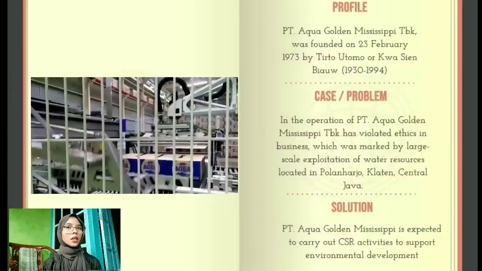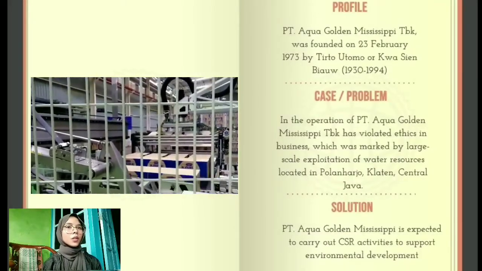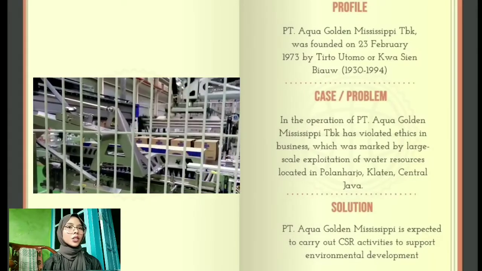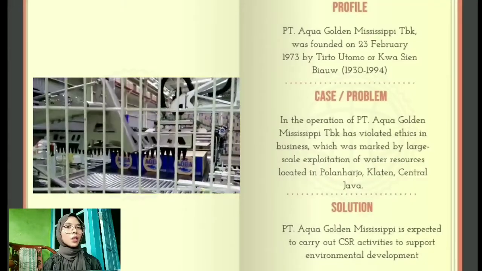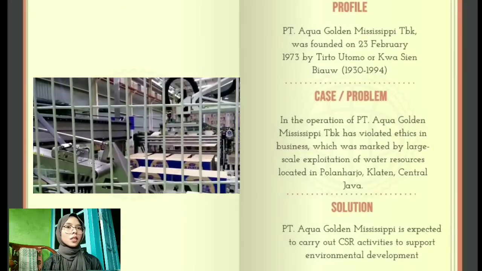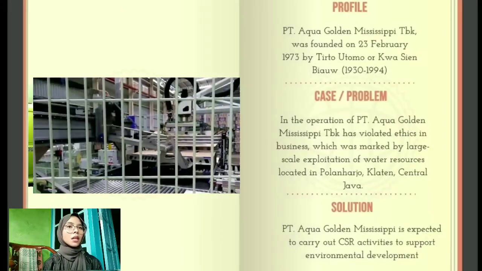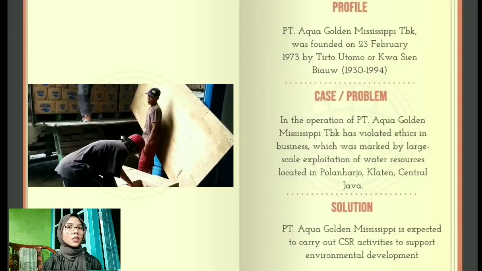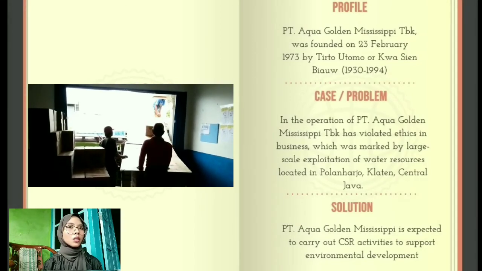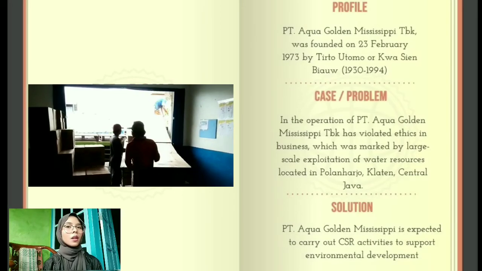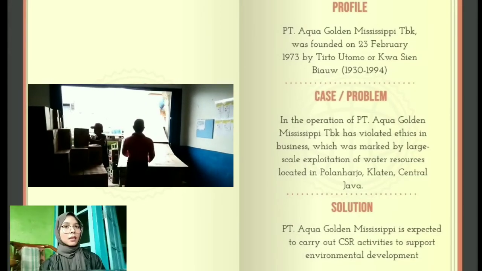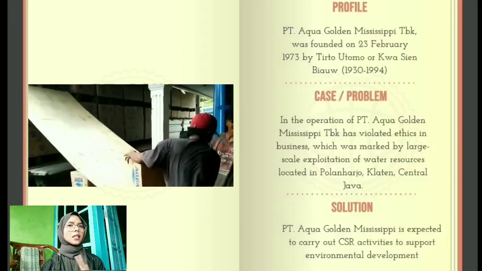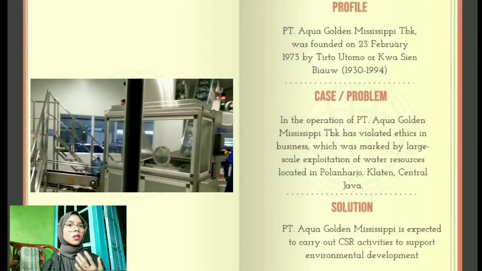Namely, the use of natural resources, an ethical violation in business which is marked by the use of water resources on a large scale located in Polanharjo, Klaten, Central Java, which violates the Code of Ethics that intersects with social responsibility as a company in natural resource management, and has violated several business ethics principles, such as: first, violating the principle of fairness, where the company is unfair in the use of water resources by carrying out massive exploitation. The second violates the principle of mutual benefit, where the company prioritizes profit for the company and does not pay attention to the difficulties of the surrounding community.